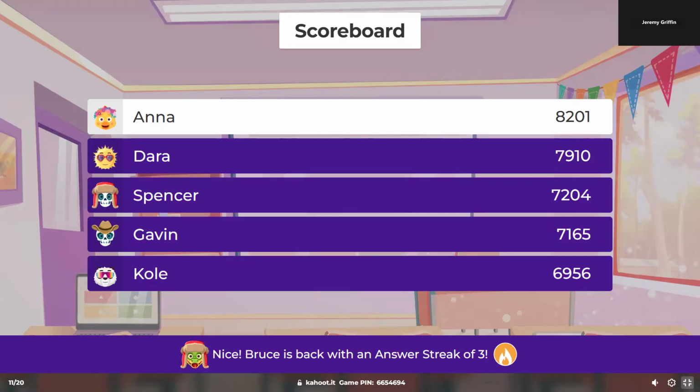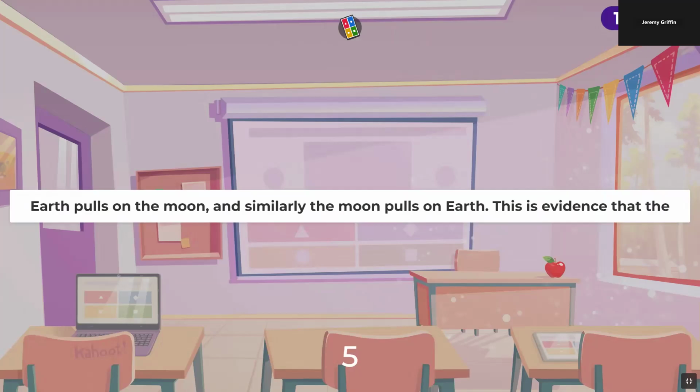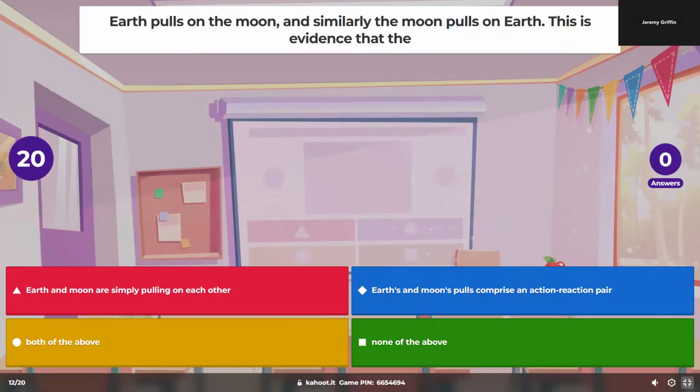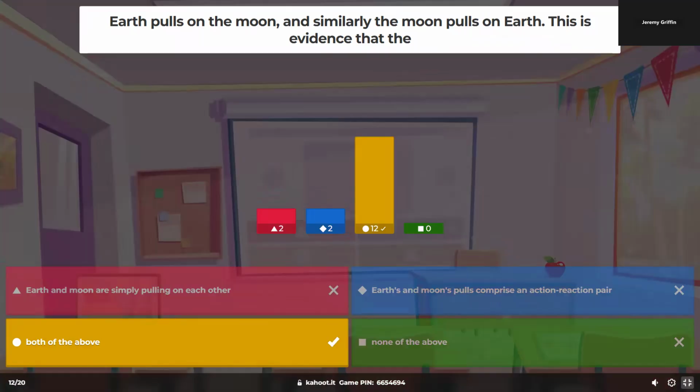Earth pulls on the moon. Similarly, the moon pulls on the Earth. This is evidence that the Earth and the moon are pulling on each other. The Earth and moon's pull comprise an action-reaction pair. Both of the above, none of the above. Yeah, so both of the above.